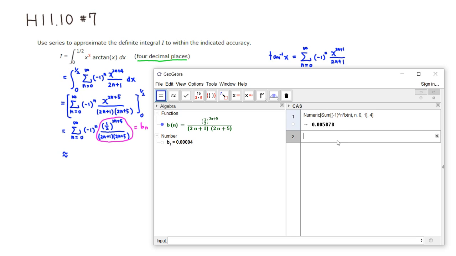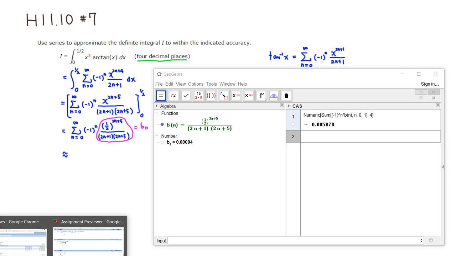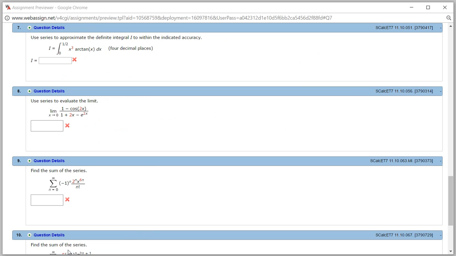So we get 0.00558, actually 0.00559. Let's type that in. We got 0.0059, to 4 decimal places.